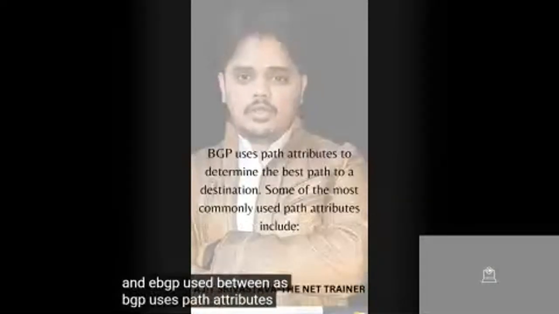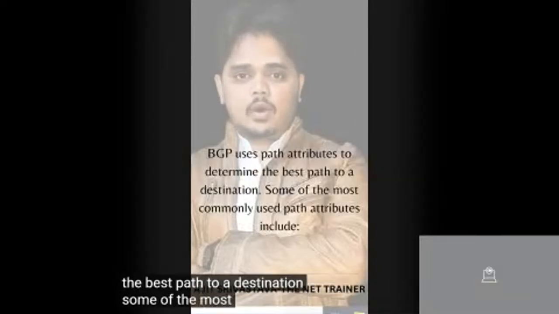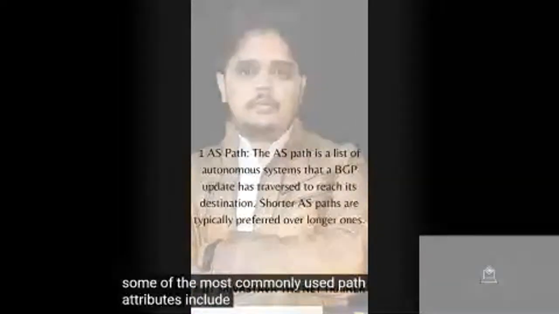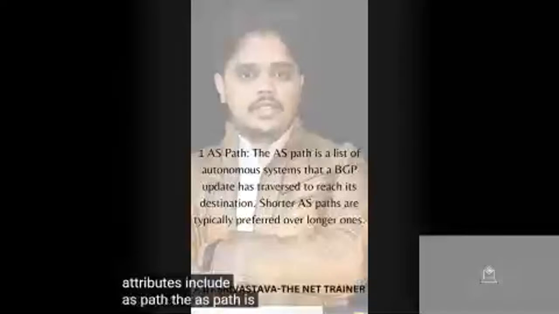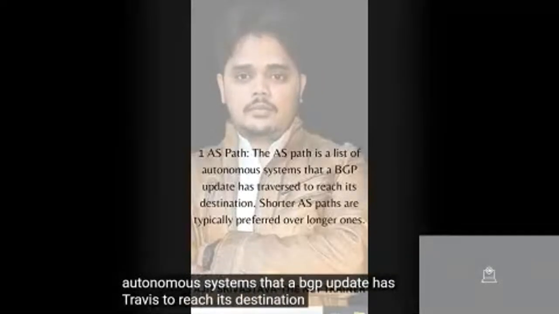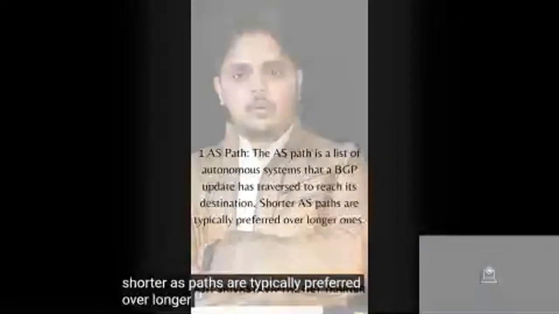BGP uses path attributes to determine the best path to a destination. Some of the most commonly used path attributes include AS path. The AS path is a list of autonomous systems that a BGP update has traversed to reach its destination. Shorter AS paths are typically preferred over longer ones.